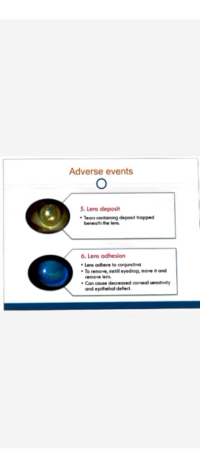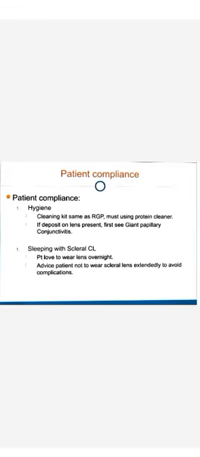Lens deposits: the tear film contains deposits, trapping and binding to the lenses. Lens adhesion to the conjunctiva: to remove, instill eye drops, move it and remove the lenses. It can cause decreased corneal sensitivity and epithelial defects. Patient complications and hygiene: clean the kit same as for RGP, and must use a protein cleaner if deposits are present on the lens. Also watch for giant papillary conjunctivitis.